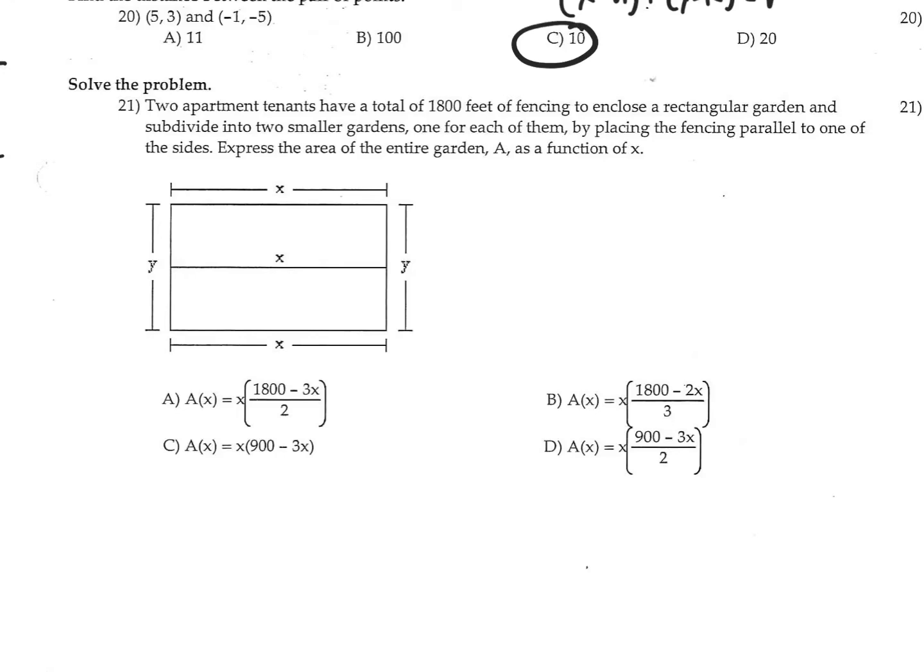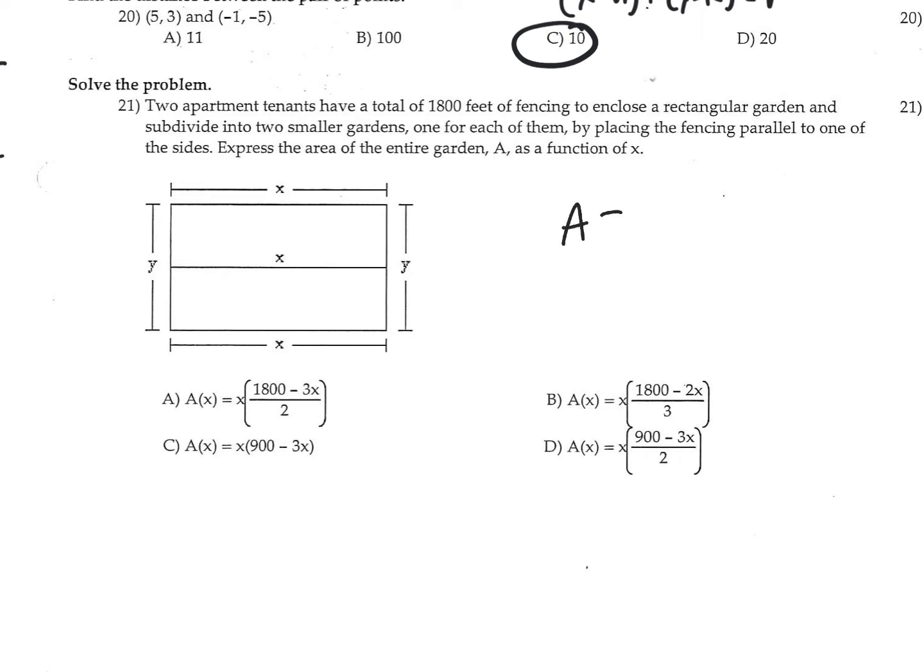All right, let's start again at question 21. They tell us that we have two apartment tenants who have a total of 1,800 feet of fencing to enclose a rectangular garden and subdivide it into two smaller gardens. And you can see they have that diagram shown for us. They want us to express the area as a function of x.